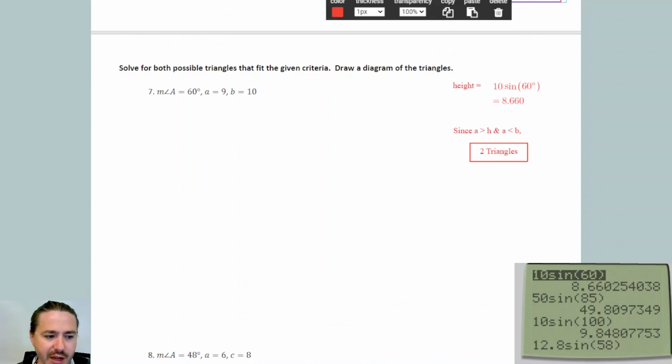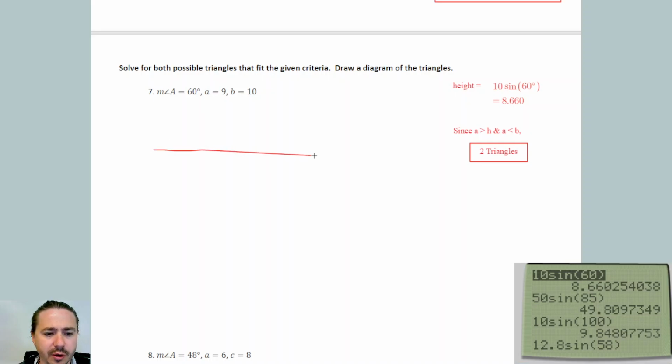Okay, so let's sketch out what's going on here. Anytime you've got a situation like this, we first draw the bottom side. Then we want to make a 60-degree angle here. It doesn't have to be perfect, but it's going to be something like there. And then the other side is going to be one of two things. It's going to be 9, but it can either be 9 going this way, or 9 going that way.